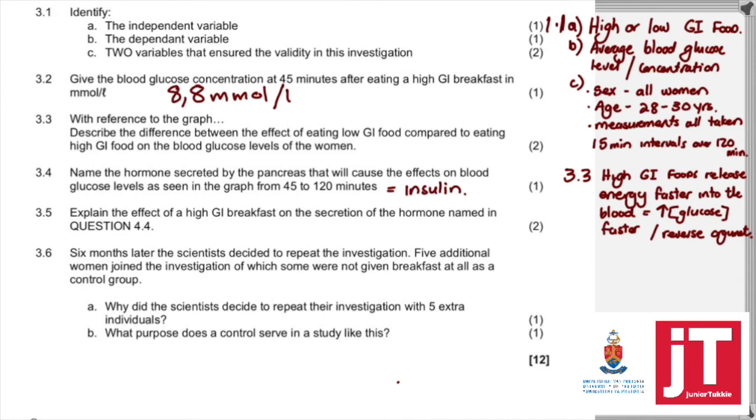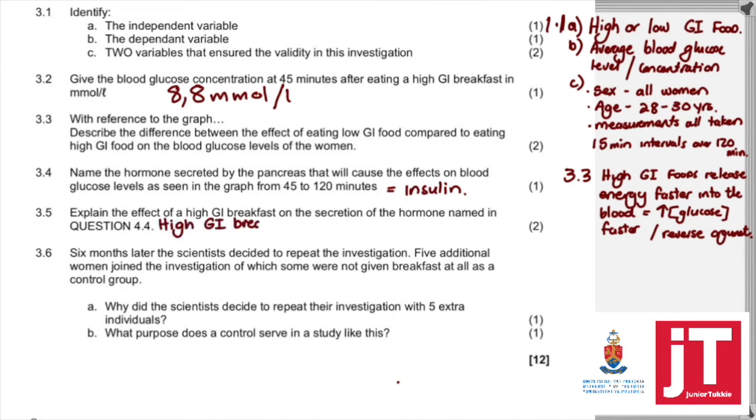Okay, that is the hormone that is responsible for taking glucose, converting it to glycogen, and storing it in the liver. If we look at question 3.5, it says, explain the effect of high GI breakfasts on the secretion of this hormone, and that would be the hormone in 3.4. So what would a high GI breakfast actually do to how this hormone is secreted?